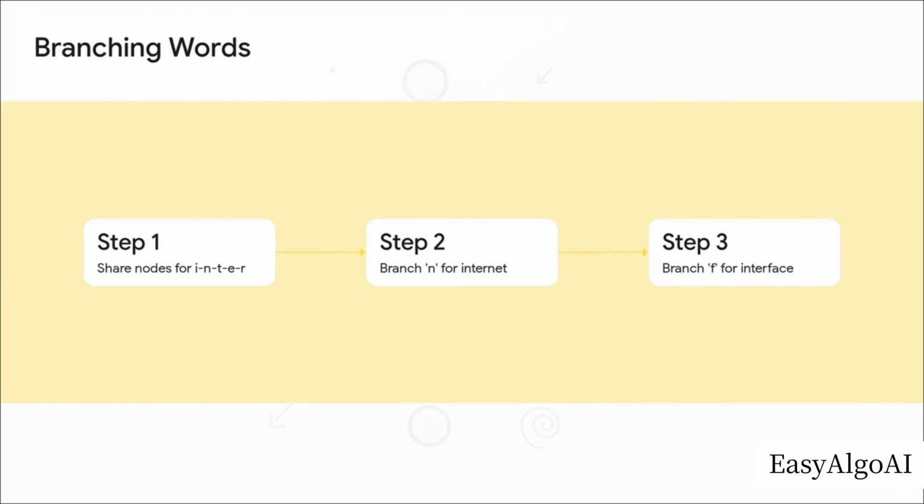Let's actually walk through how this branching works, node by node. Step 1. The system creates a path of shared nodes for I, then N, then T, E, and R. They share that exact sequence. Step 2. Right after that R, the tree splits. If you type an N, you travel down one branch that continues spelling out internet. But in step 3, if you were to type an F after the R instead, well, you branch down a completely different path toward the word interface. You're literally navigating the branches of a tree with every single keystroke.